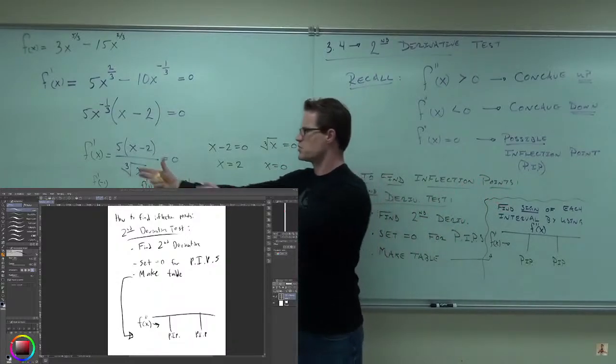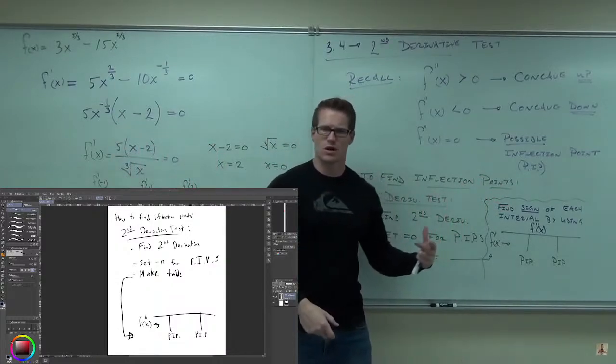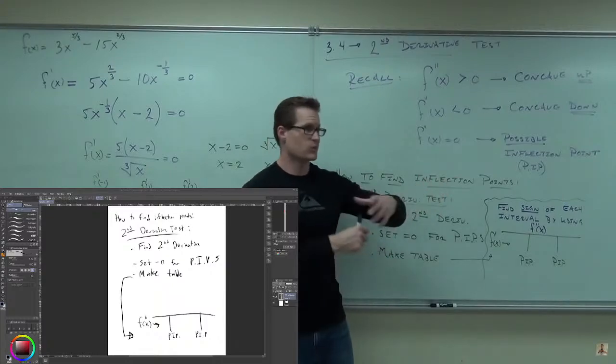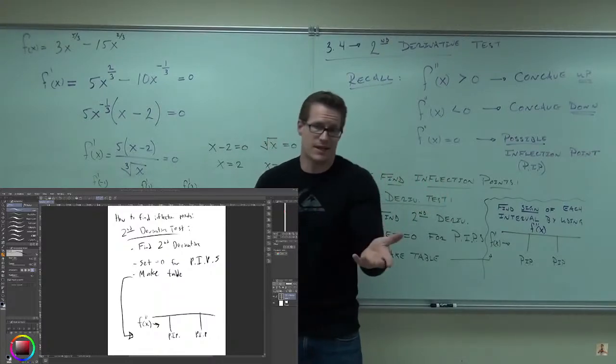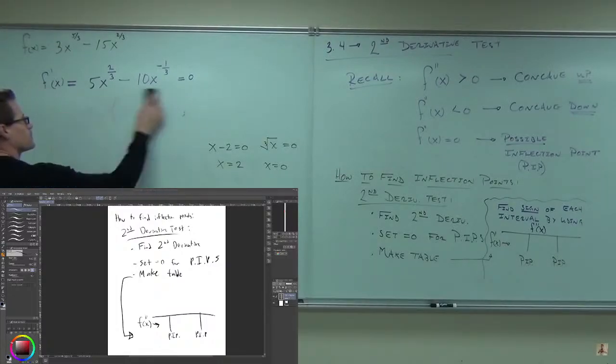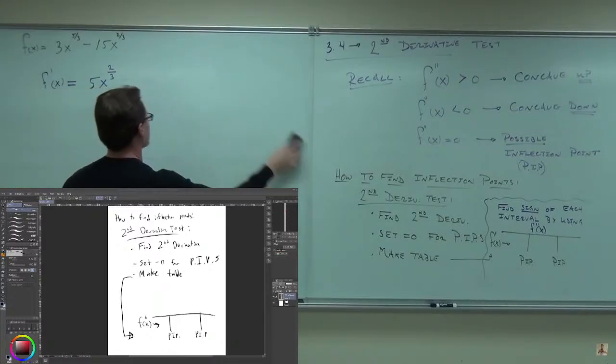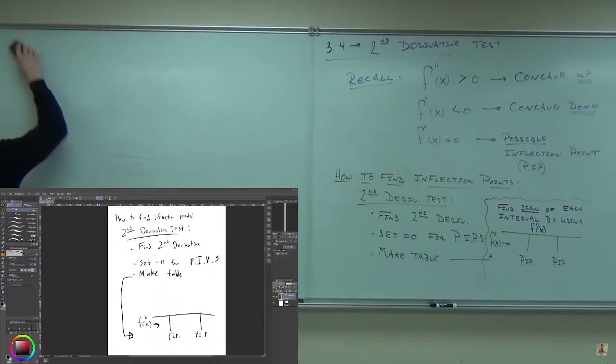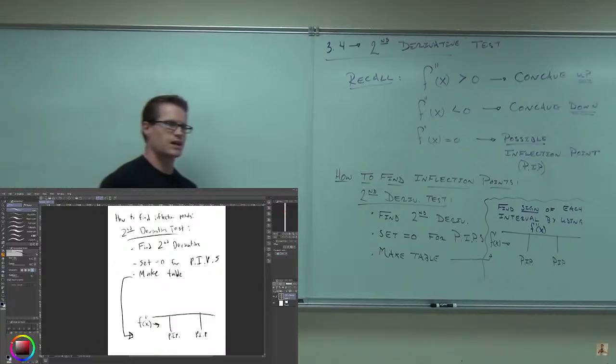First derivative gives you relative maximum. Second derivative gives you concavity. So inflection points will tell you the distinction between the concavities. That's how we're going to use it. So let's do the second derivative test.